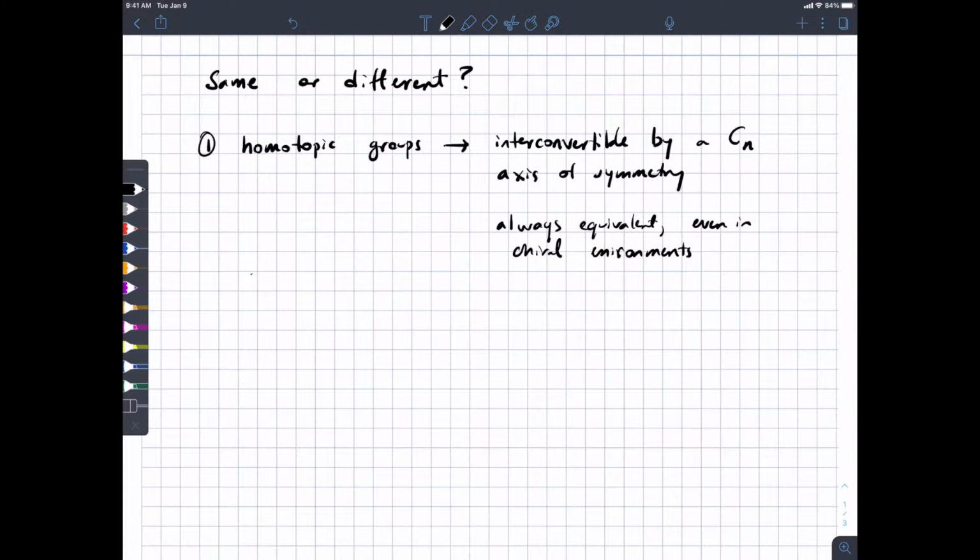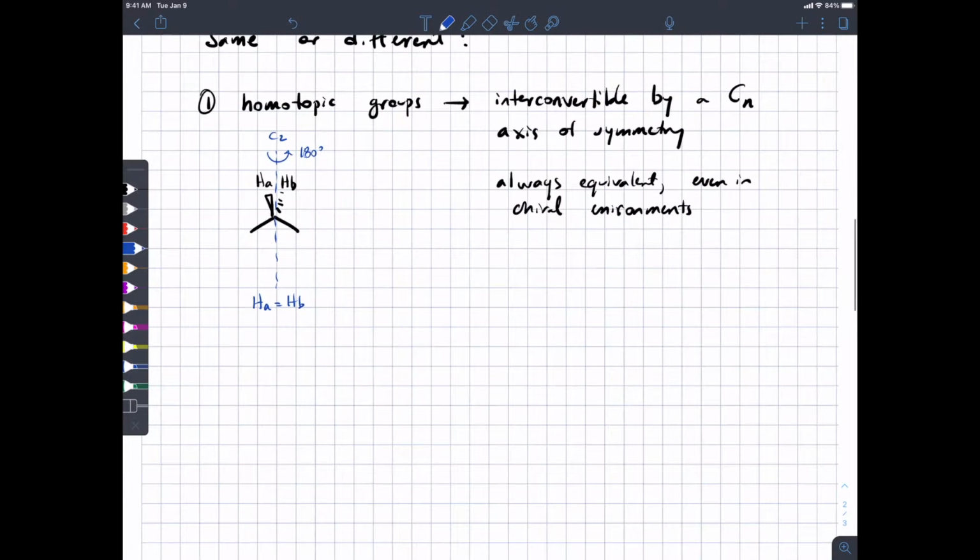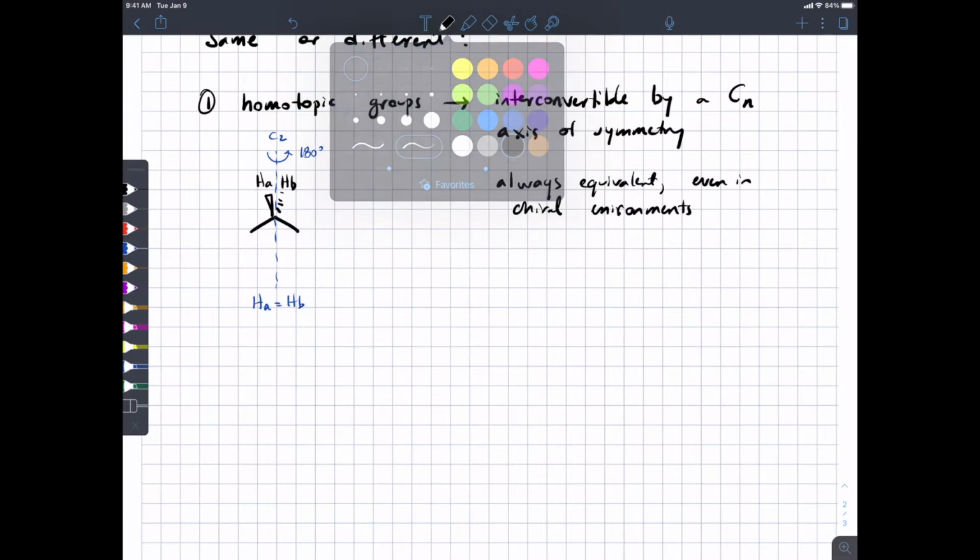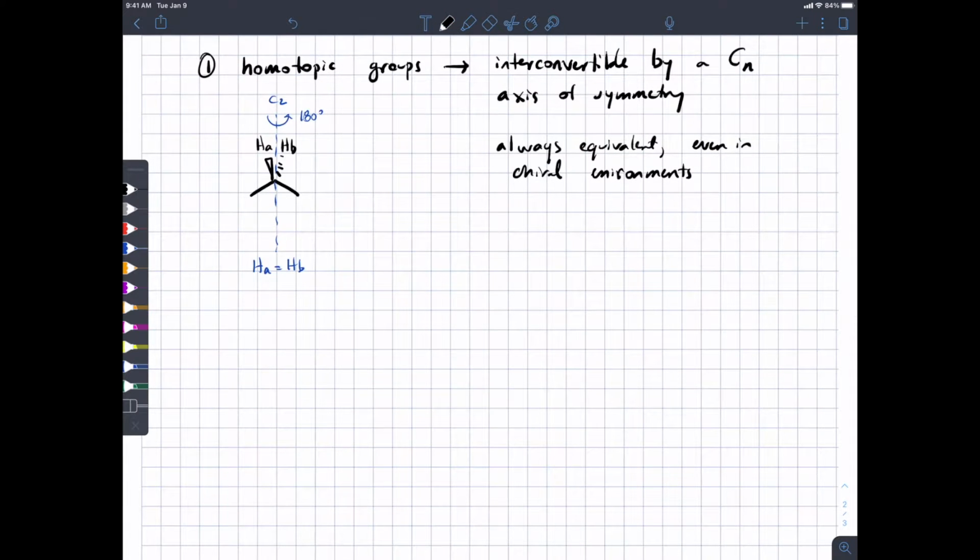So an example of this would be propane, HA and HB. Those are exchangeable by a C2 axis of symmetry that I've drawn there, rotate 180 degrees. HA is always equal to HB, even if you put propane in a chiral environment, they're going to be the same. All right.